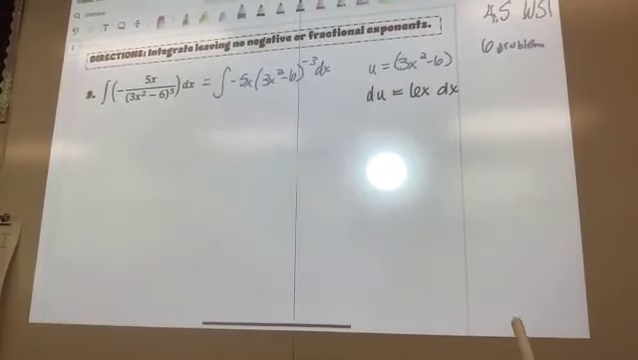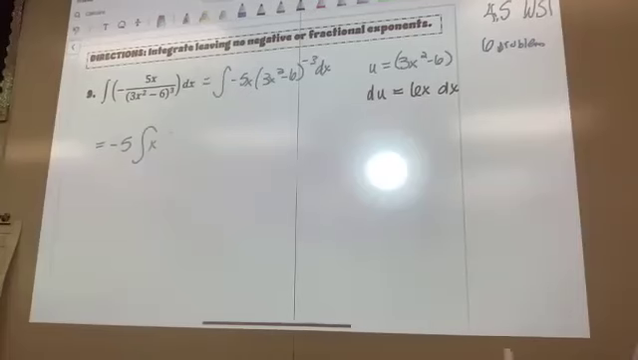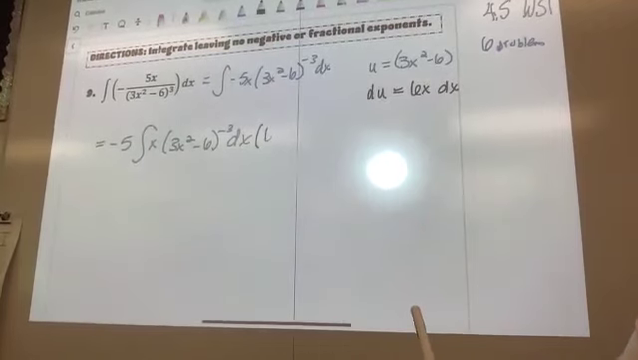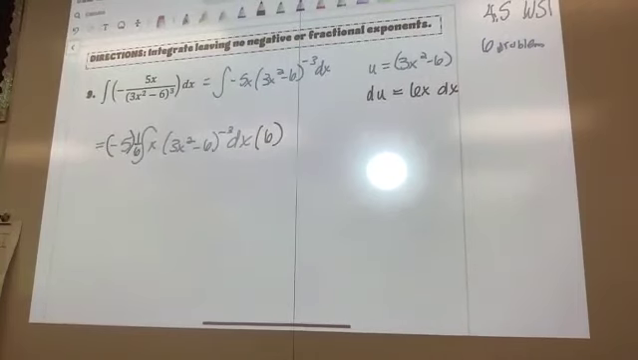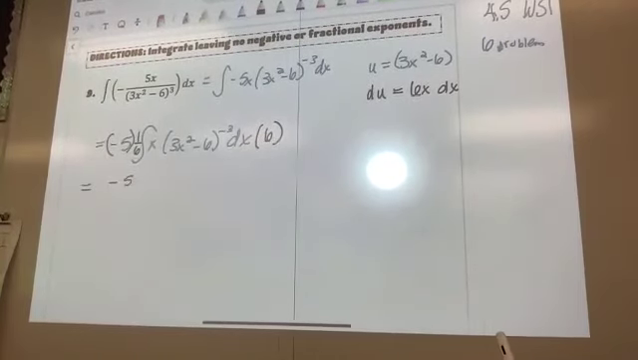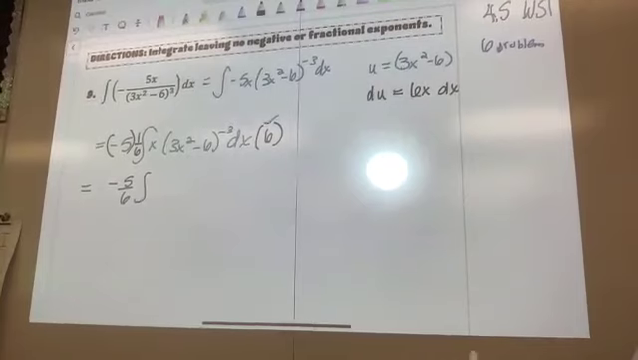So I'm going to rewrite it as negative 5x times 3x squared minus 6 to the negative 3 dx. Now I compensate for the 6. I put a 6 in and I multiply it by 1/6. So this becomes negative 5/6 integral of, I have everything now, u to the negative 3 du, and then you integrate.